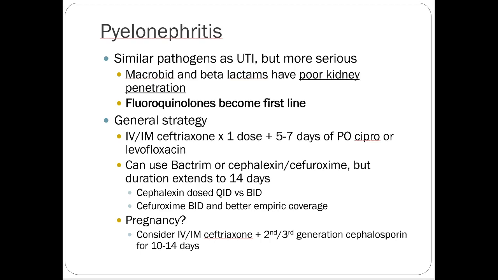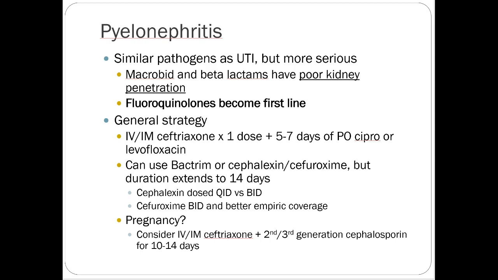For pyelo, basically the pathogens, E. coli, same thing. It moved up the urinary tract into the kidneys. Macrobid is not good for kidney infections. The only time I've seen this done, occasionally, sometimes in OB patients, they'll give Macrobid for a pyelo just because there's no other option, really. They might have allergies or something, but definitely not ideal.